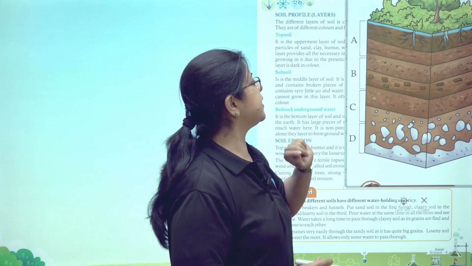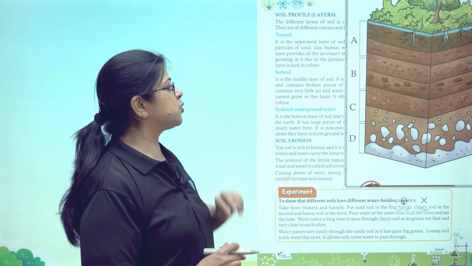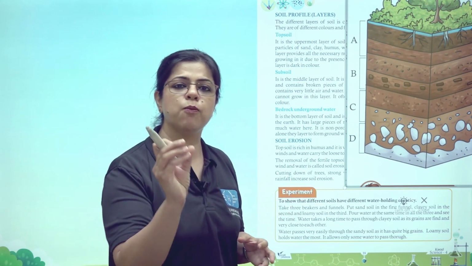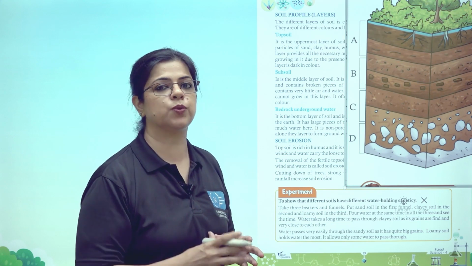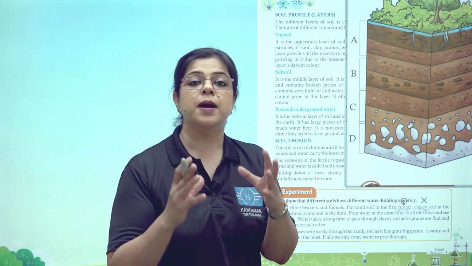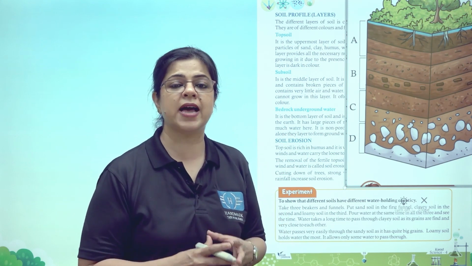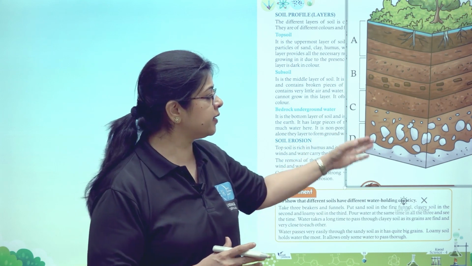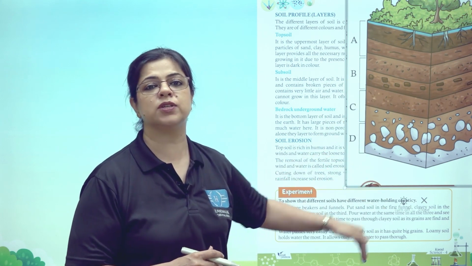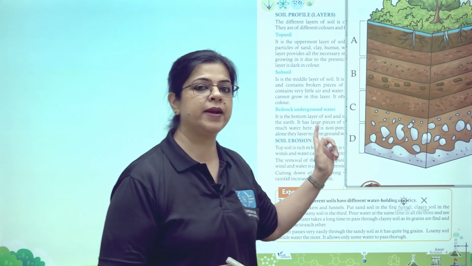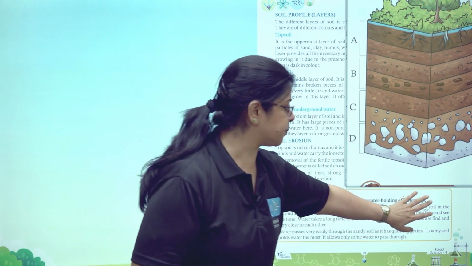The next layer is called the subsoil. Subsoil is the middle layer of the soil which has got small stone particles also in it. The third is the bedrock or underground water. Bedrock has got less of sand and more of huge size rock particles, and the underground water that seeps down the ground when it rains very heavily is also stored in the bedrock.